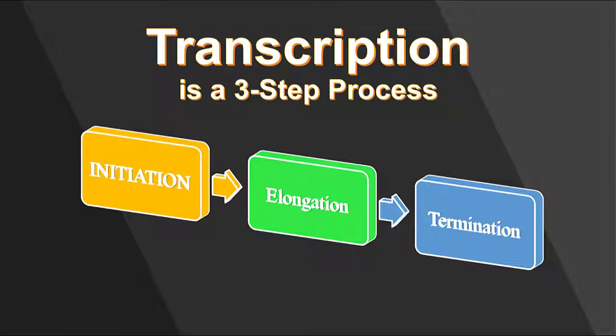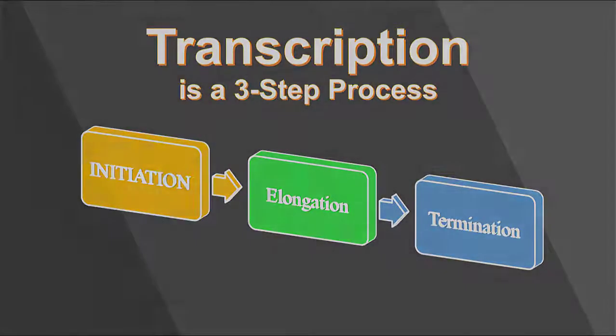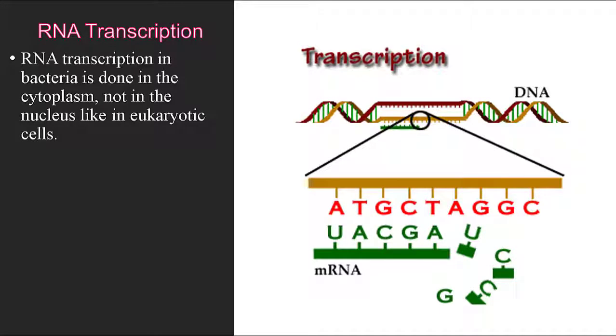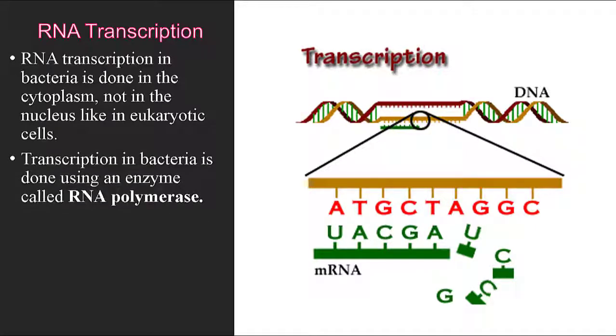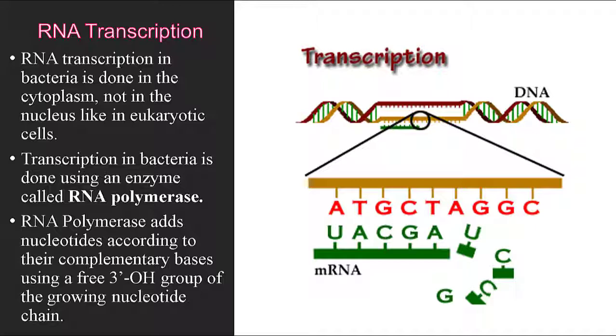Transcription in bacteria is a 3-step process. RNA transcription in bacteria is done in the cytoplasm, not in the nucleus like in eukaryotic cells. Transcription in bacteria is done using an enzyme called RNA polymerase. RNA polymerase adds nucleotides according to their complementary bases, using a free 3' hydroxyl group of the growing nucleotide chain.